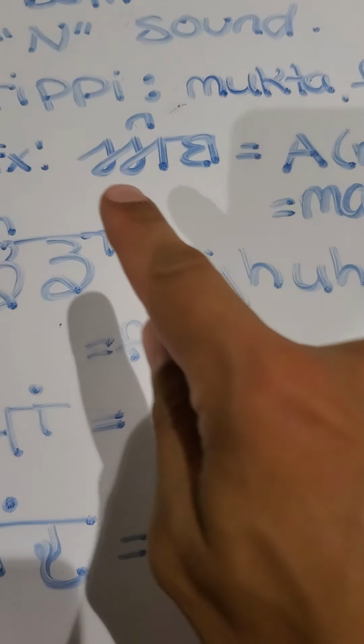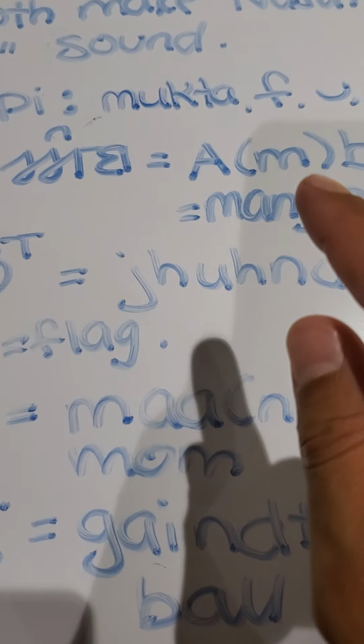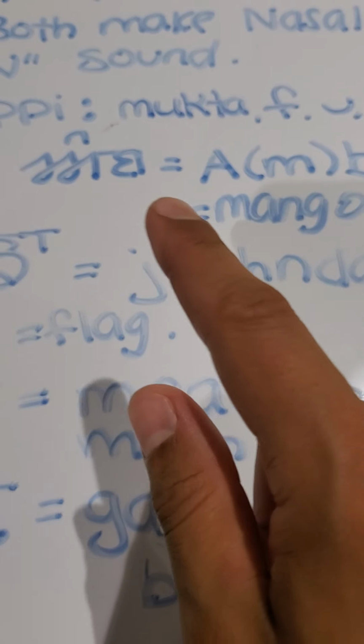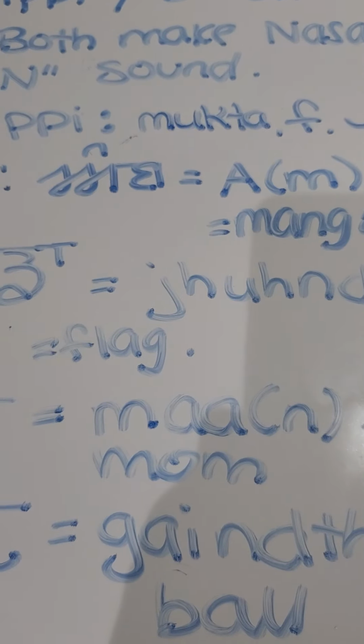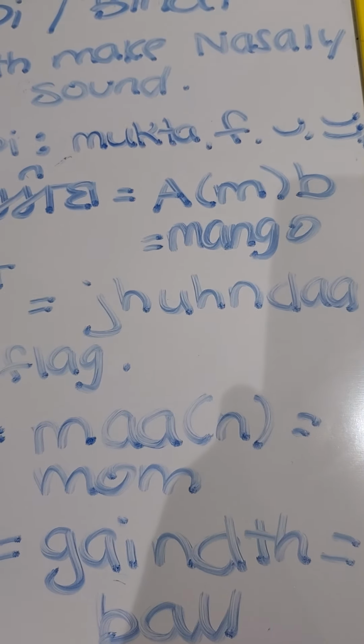So here you have Ada, Tippi, Baba. Okay, so this one, if you break it down, it's right? Again, that nasally N sound, is a mango.